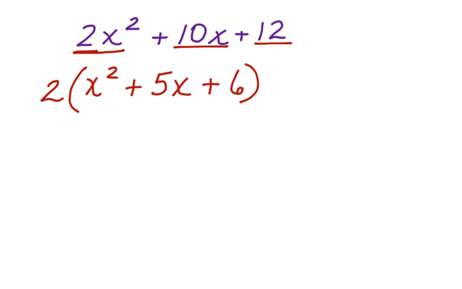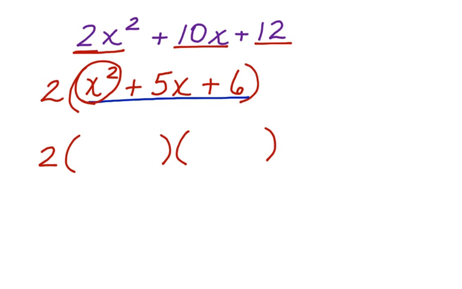Now I have a quadratic expression here inside parentheses. So I'm going to break the quadratic expression down into two binomials. Keep the 2 here. And here's my two binomials. x squared is the first term I'm going to factor. It factors to x and x.